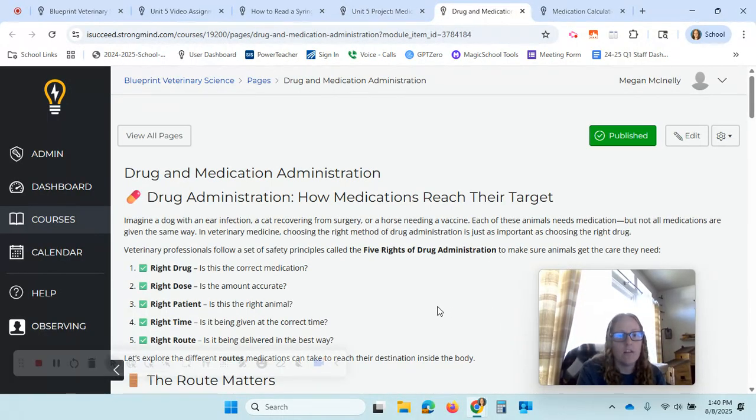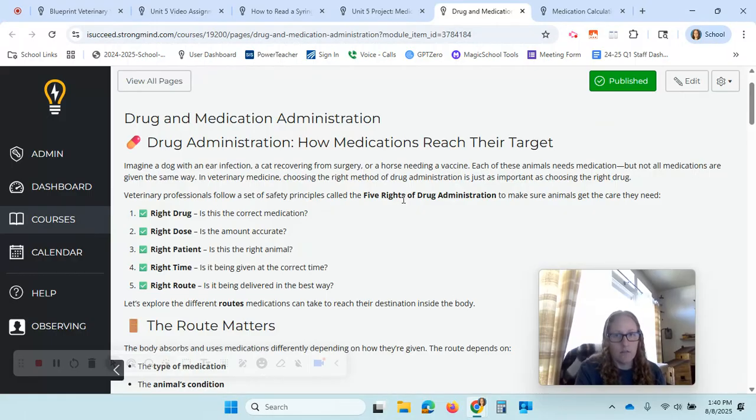Remember, we have the 5 rights. The 5 rights of drug administration, to make sure animals get the care they need. Is it the right drug? The right dose? The right patient? That's important. Right time, right route. Okay? All of those things, you need to pick the correct thing for the medication to be given the best opportunity to help your patient.